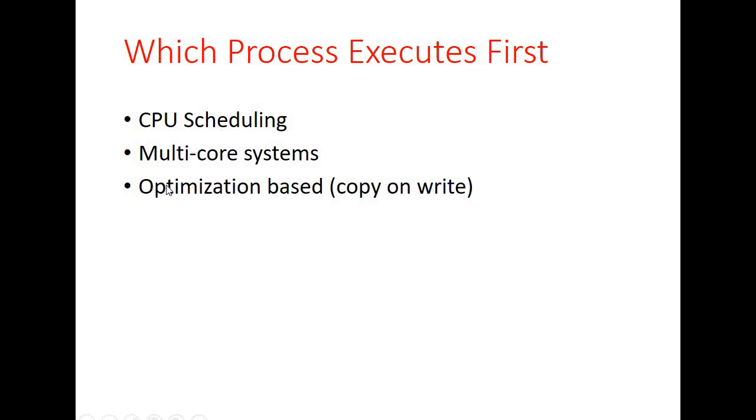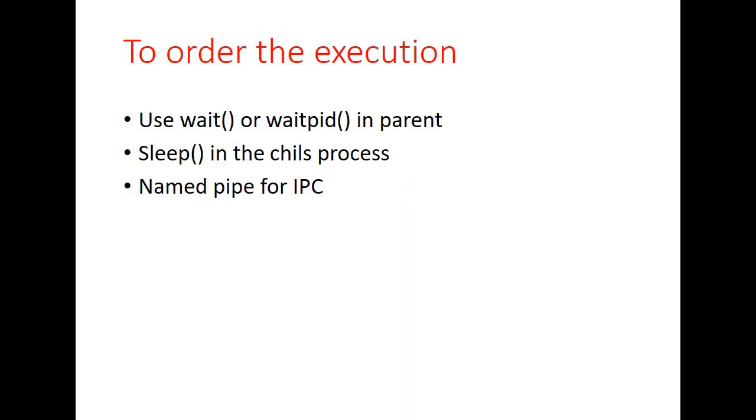Some operating systems prioritize the parent process execution before the child process in order to reduce the overhead of copy-on-write. We can control the execution sequence of these processes by using various functions like wait or waitpid. Generally, these two functions are used in the parent process, and the sleep function in the child process, or synchronization tools like pipes and semaphores for inter-process communication to control the execution order of the processes.